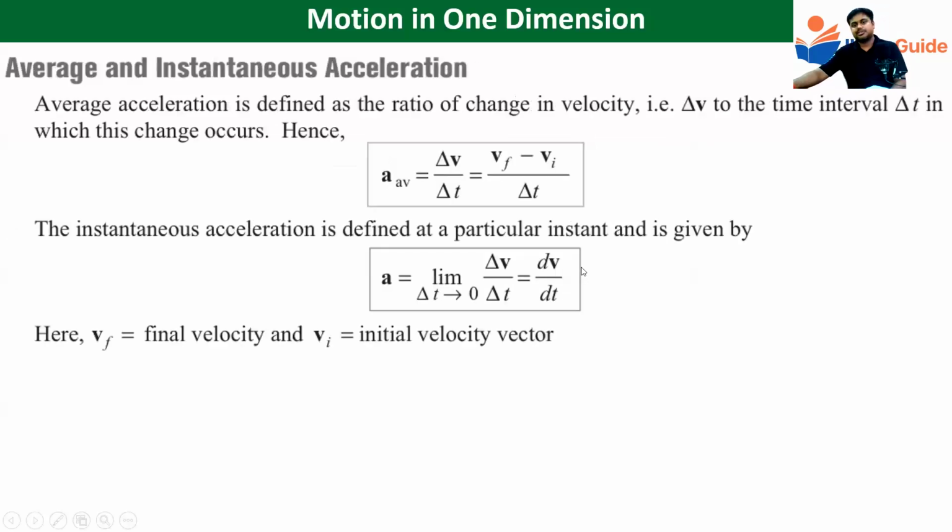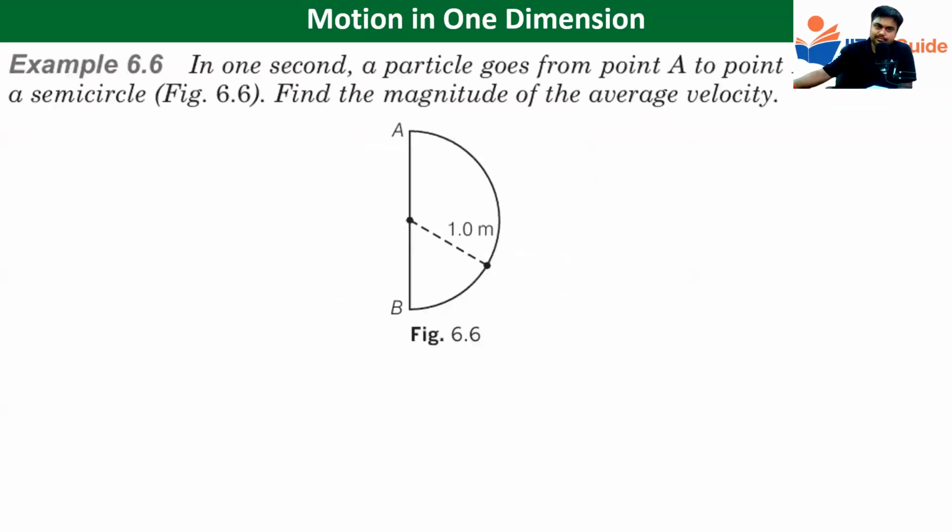Same thing with average and instantaneous acceleration. Total change in velocity divided by total time, that's average acceleration. And for instantaneous acceleration, we have calculus. Solve this.